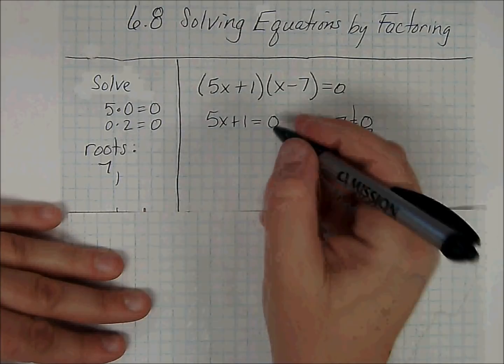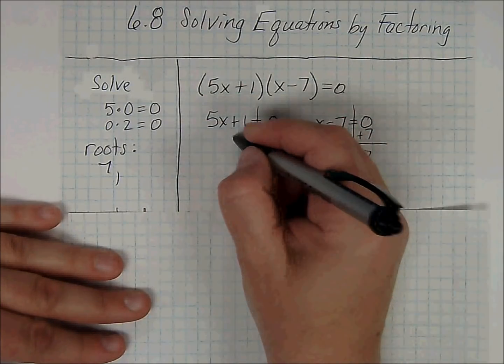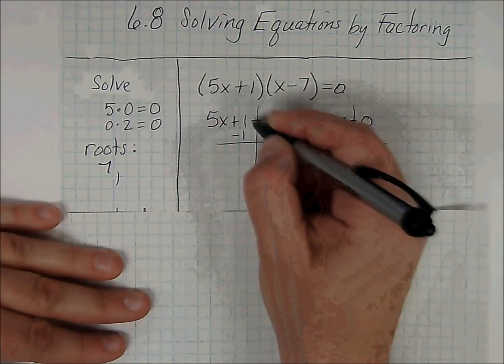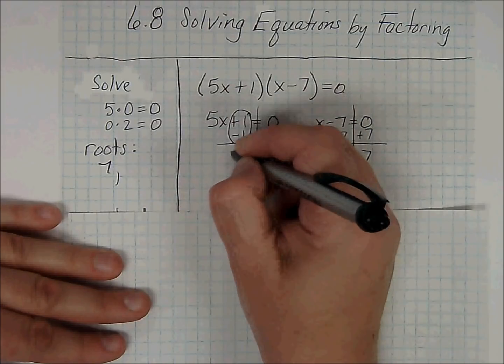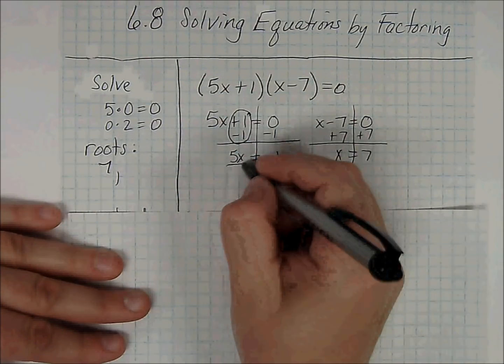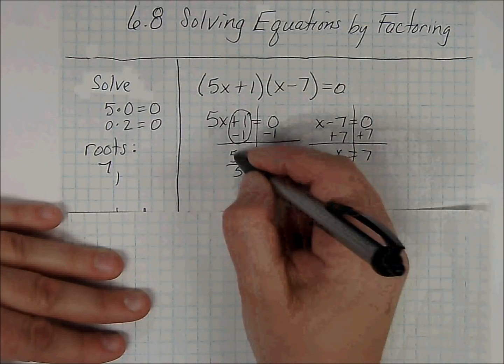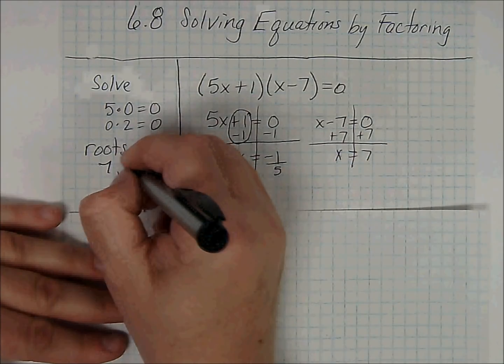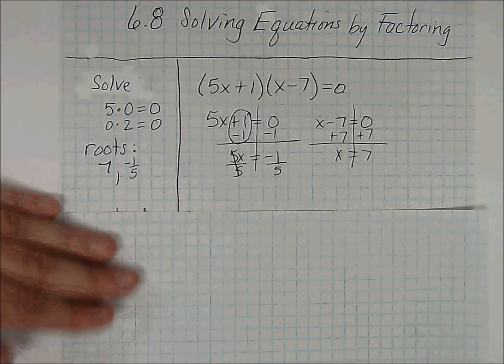Over here, solving is not so bad. Subtract the 1 from both sides. This becomes the 0. 5x equals -1. Divide by 5. x equals -1/5.